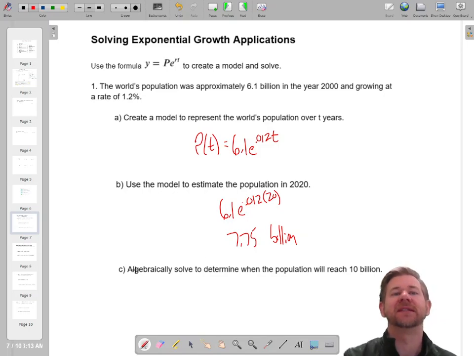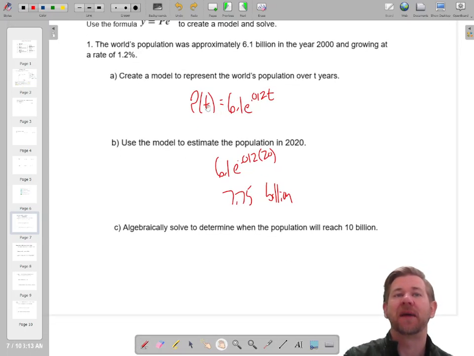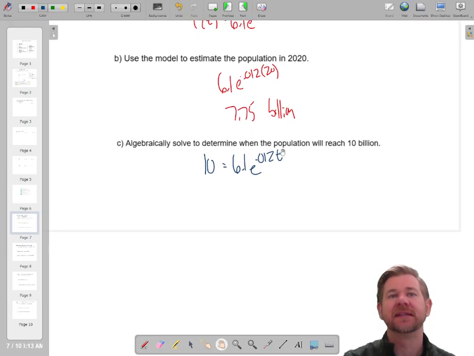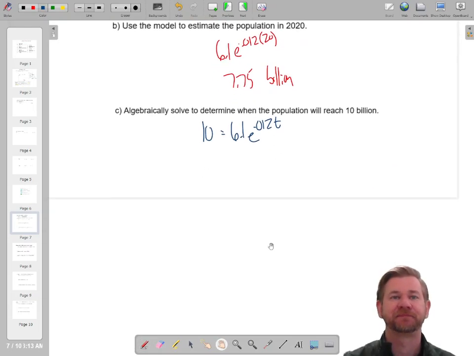Cool. Now it says algebraically solve to determine when the population will reach 10 billion. Now that's a different question. So I'm not giving you a time, I'm giving you the population. So what we're going to do is say P of t, that's the population, is 10 billion, and I'm going to set it equal, and we're going to solve for t. And the whole reason that we have logarithms is to get these variables out of the exponent.